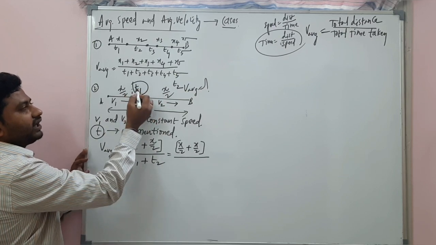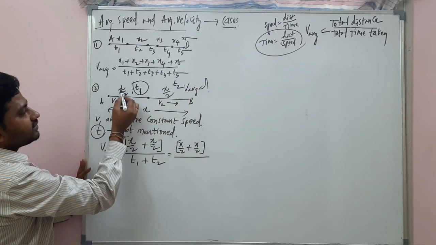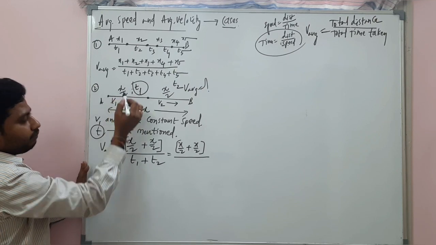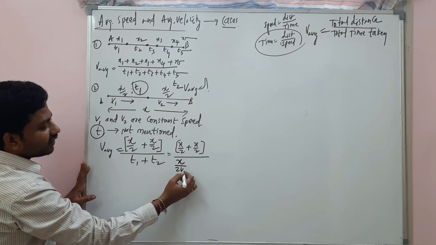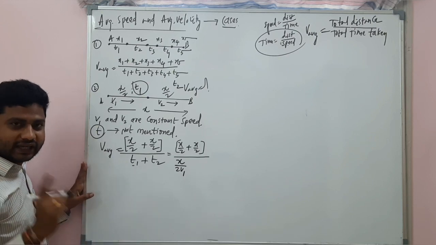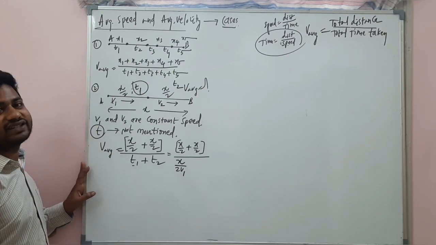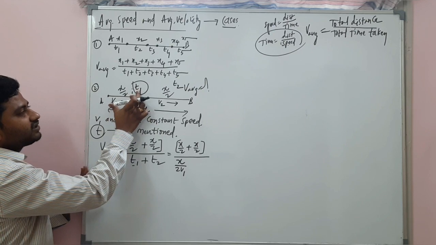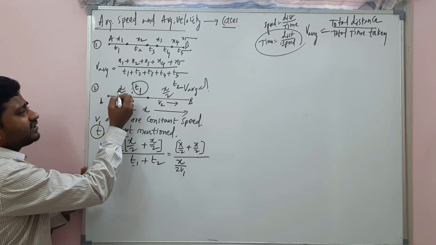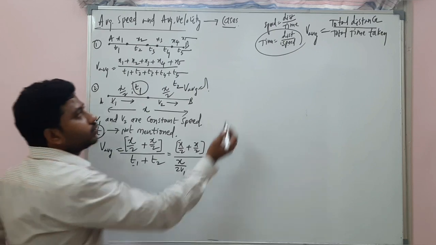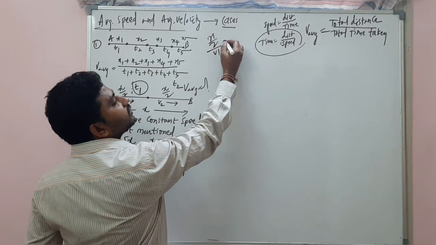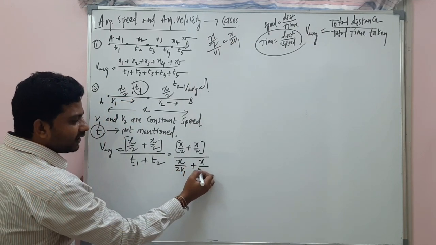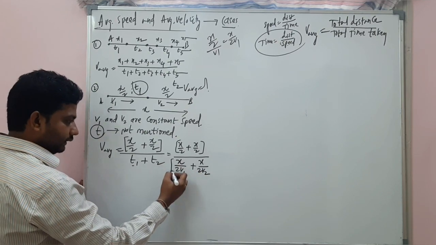That means t1. T is equal to what? Distance by speed. What is distance? X by 2. Speed v1. X by 2 by v1. So that will be x by 2v1. So that is t1. Again I am telling you, my dear students, here most of the students get confused. We need t1. T1 is the time interval between these 2 points. Time is equal to distance by speed. Simple. Distance is x by 2 by v1, right? So that will be x by 2 v1, plus x by 2v2 in the denominator.